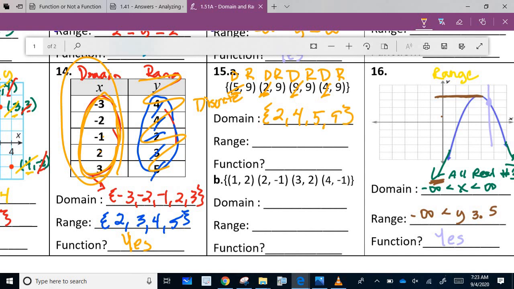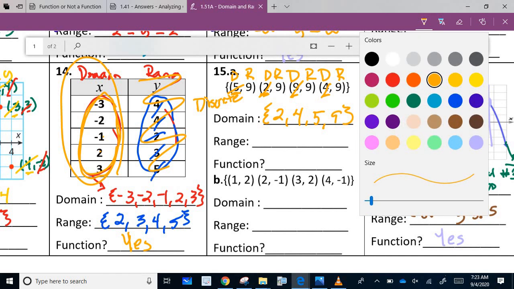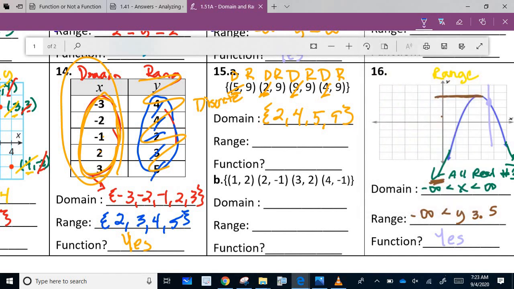And you are finished. Now we're going to come over here and look at the ranges. Notice that I have a 9, 9, 9, 9, so I'm going to simply write it one time. Now I have to determine if this is a function or not. I'm going to look at 5, 2, 9, and 4. I see none of those repeat, so yes, it is a function. Like I said, it does not matter about the range. The range can be the same number all the way across, and it could still be a function, which is this.